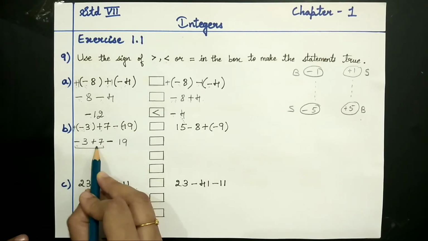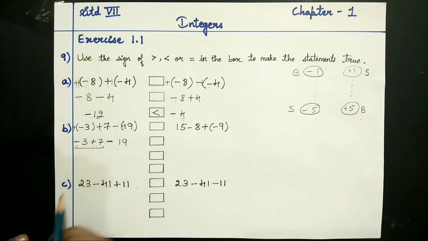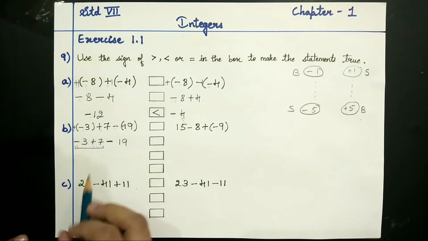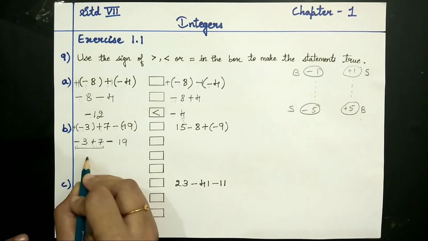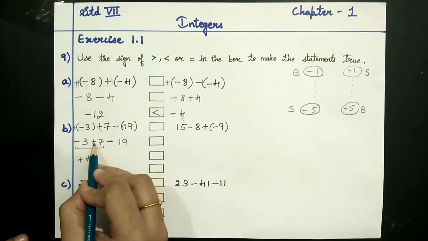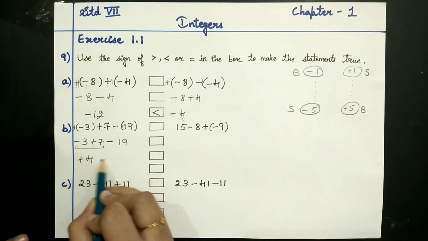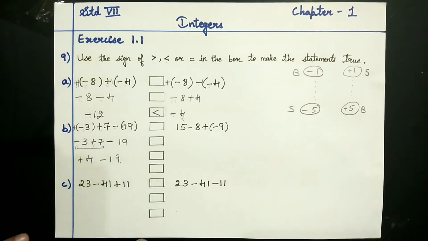Okay, now let us take these first two numbers and solve. Minus 3 plus 7. Since the signs are different, according to the rules of addition, what do you have to do? Since the signs are different, you have to do subtraction. So 7 minus 3, what's the answer? 4, and put the symbol of addition. Why addition symbol? Because the greater number is having plus sign here, and here it is minus 19 as it is.